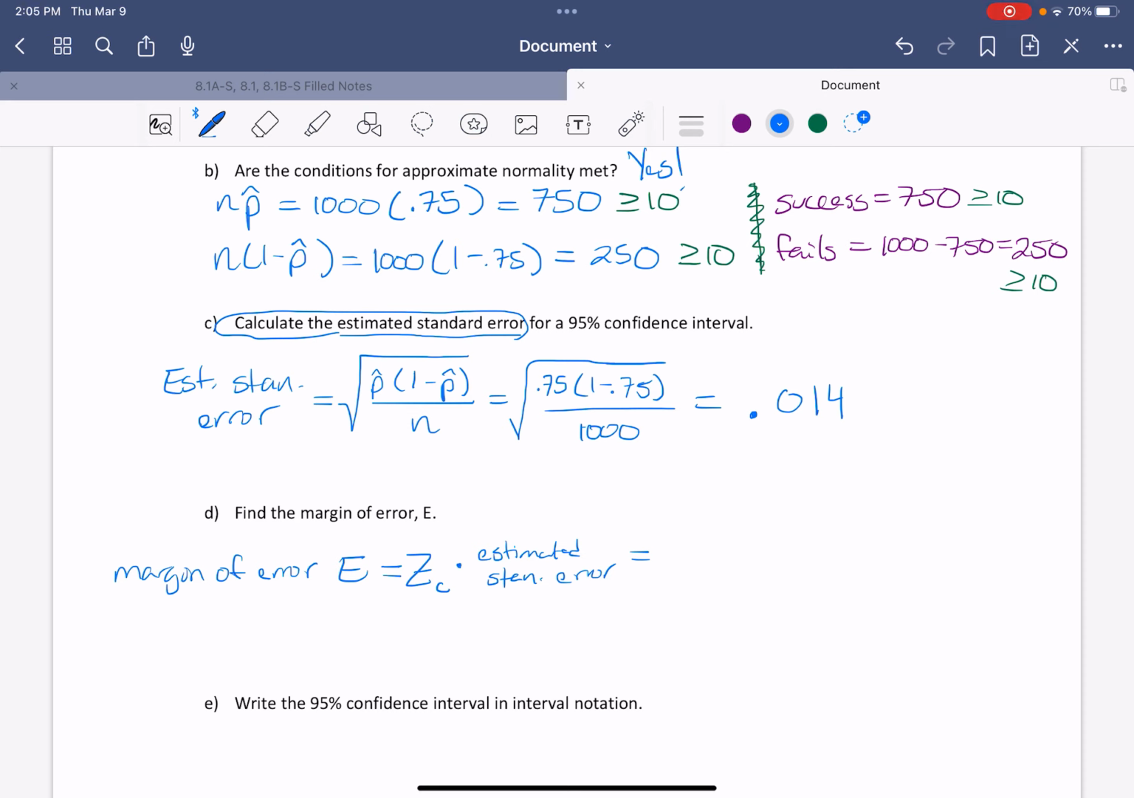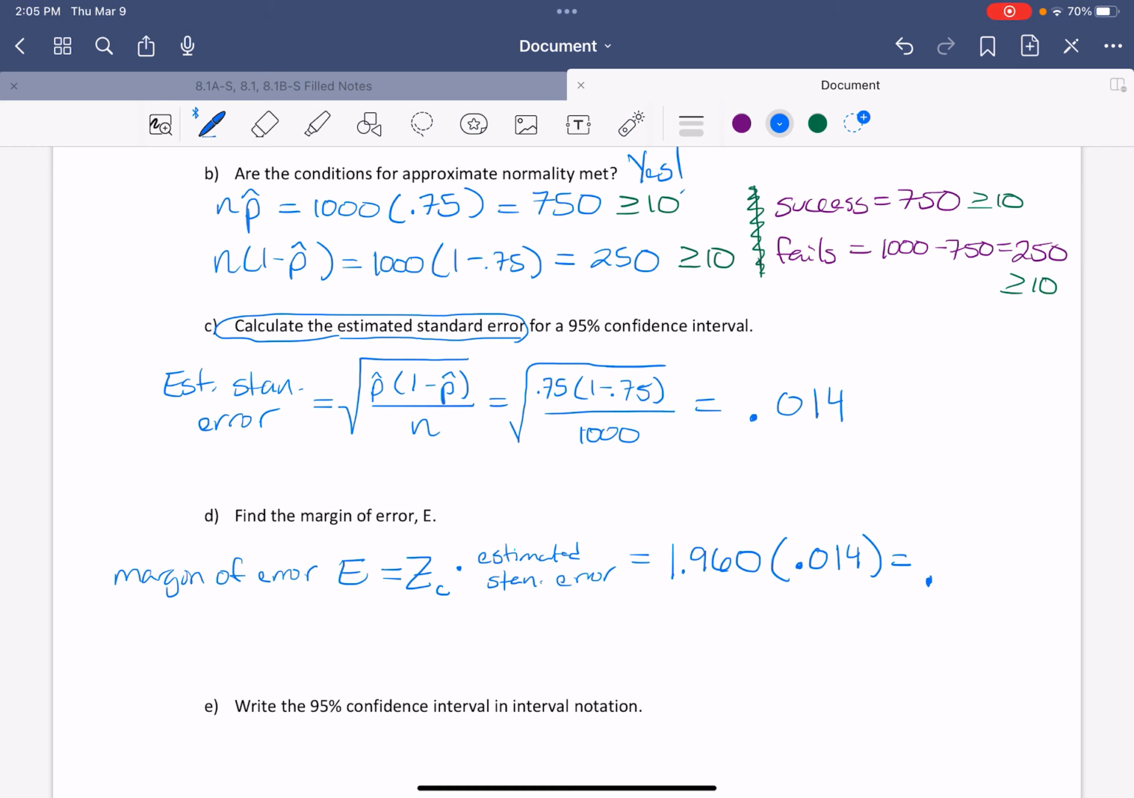Since we're doing 95%, looking at that table, 95% is 1.960, times the estimated standard error. The estimated standard error we just got from the previous part, so times 0.014. Plug that into your calculators. Rounding to 3 decimal places, I got 0.027.